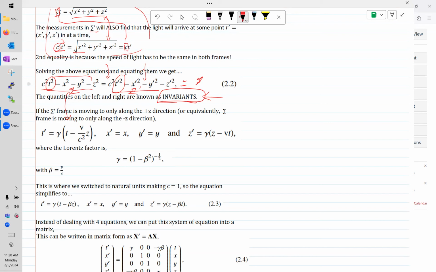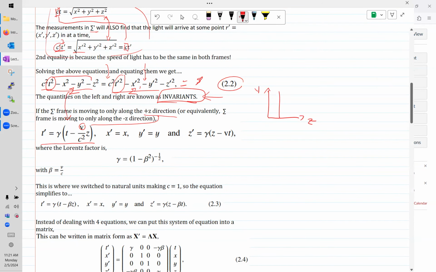And this is one of, I think, either the first or second homework problem, where equation 2.2 is satisfied if T prime is equal to gamma times T minus V over C squared times Z, if the reference frames are only moving along the Z direction relative to each other at some velocity V. That's how fast they are moving.